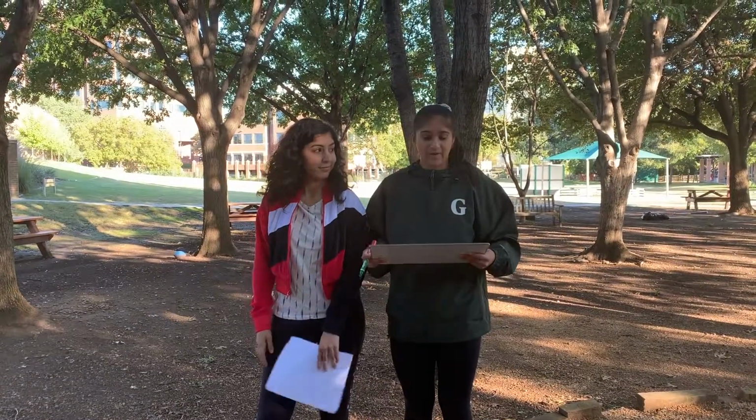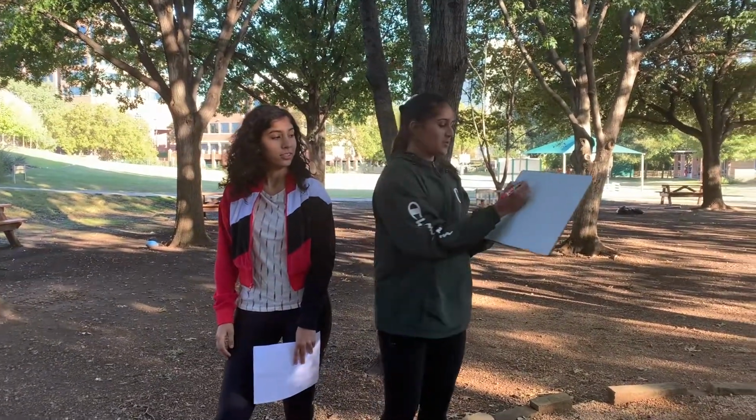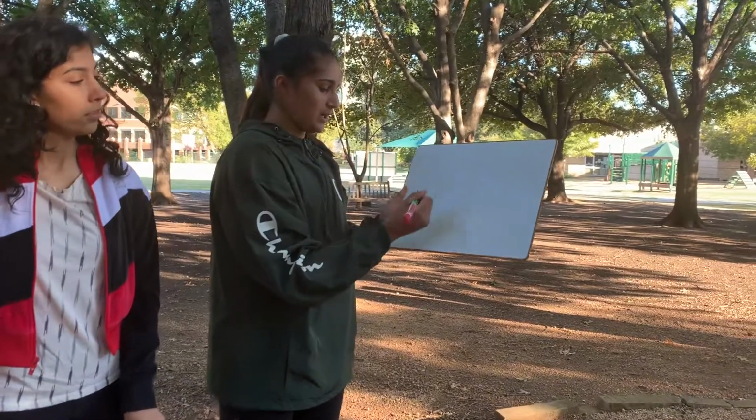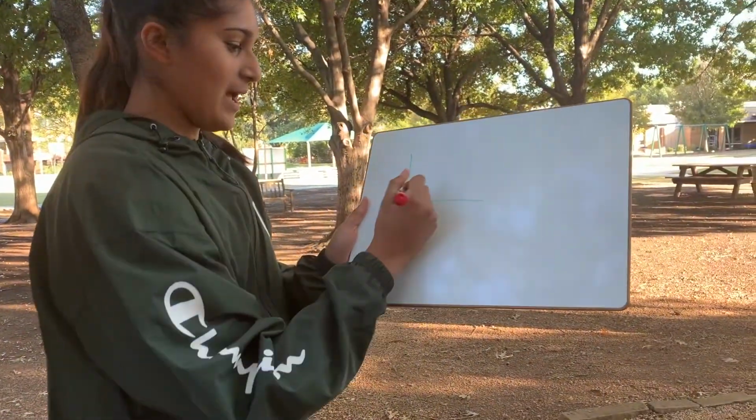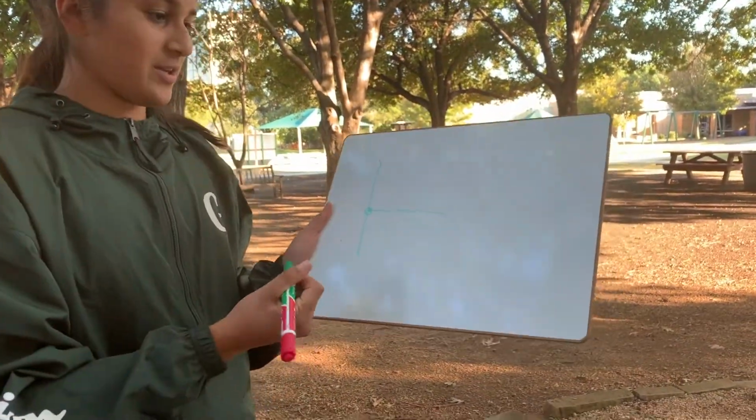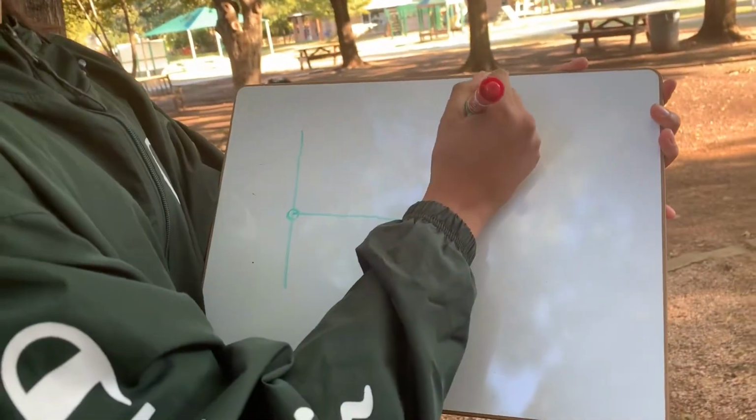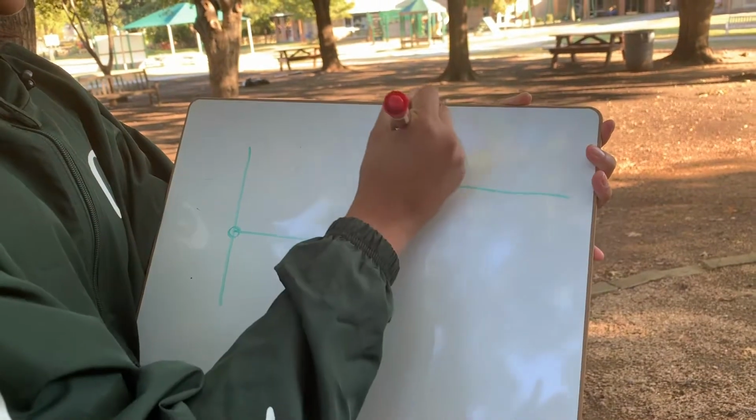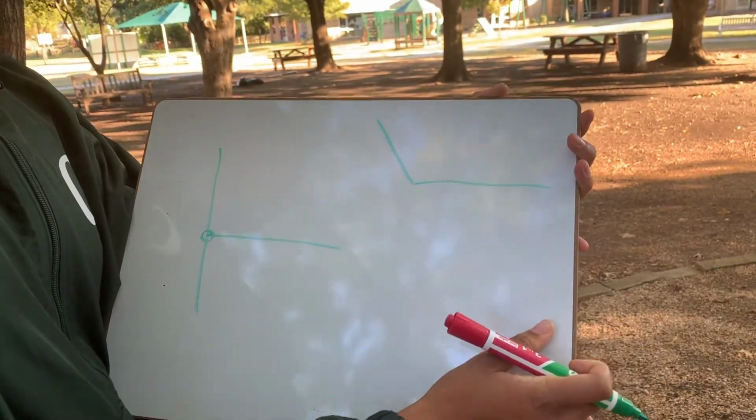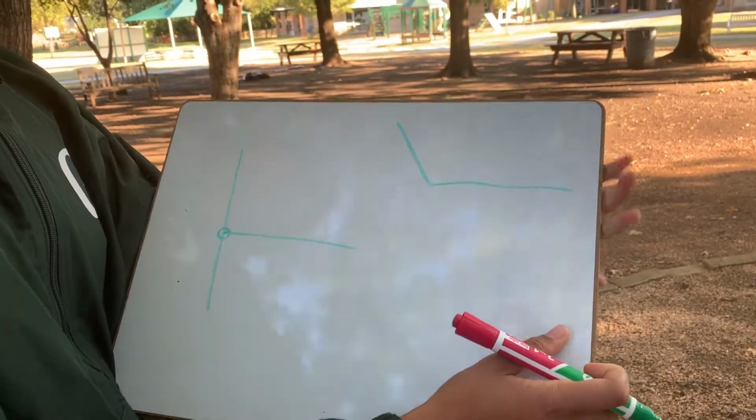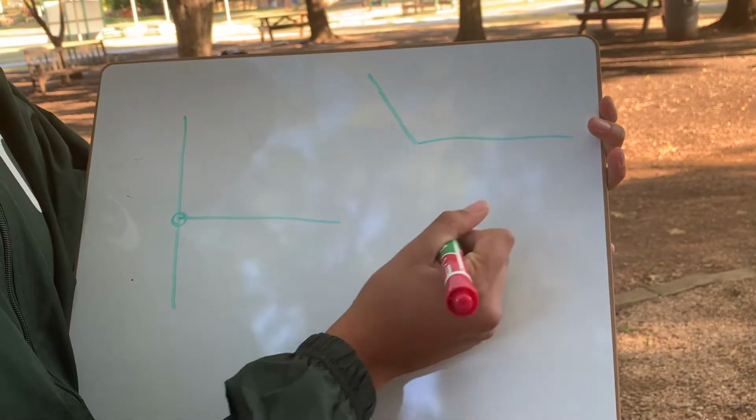So there are different types of angles. You can have two intersecting lines, and this is the point of intersection. You can have two lines that intersect with a lot of space between the lines, so like this. Or you can have two lines that intersect with a smaller amount of space between the lines, so like this.